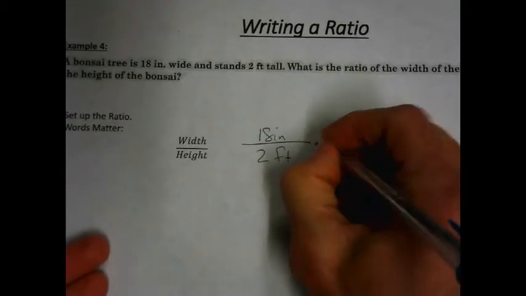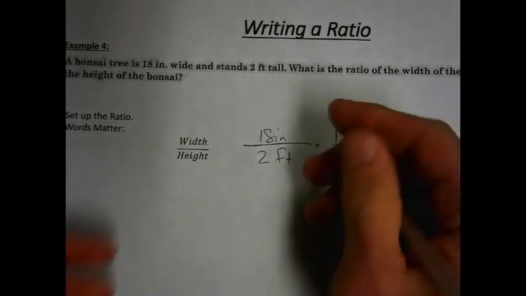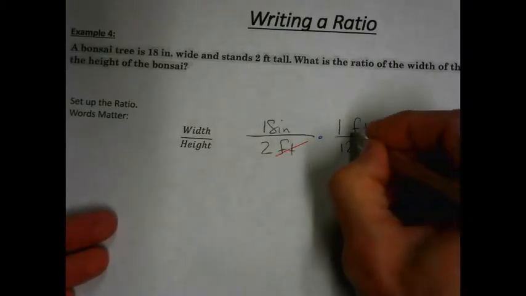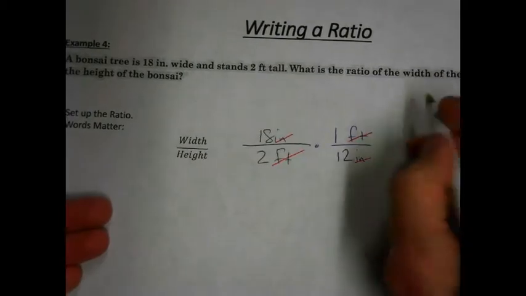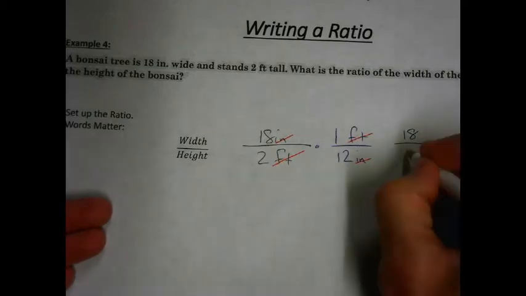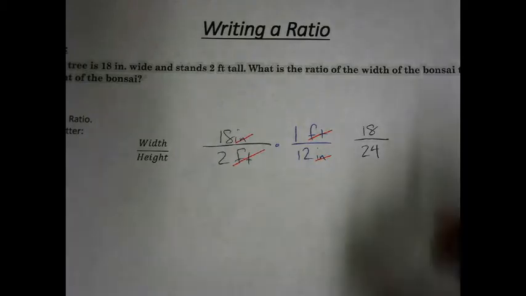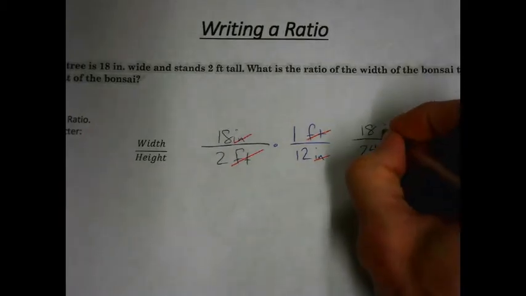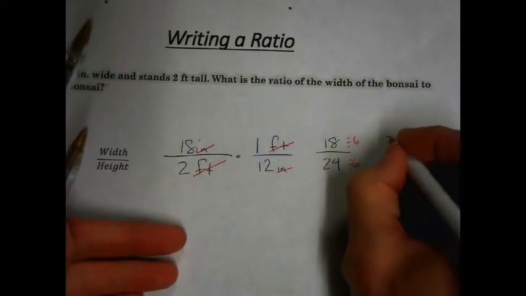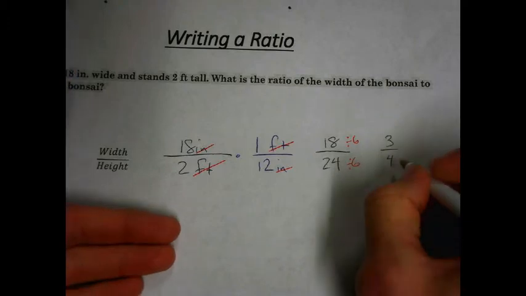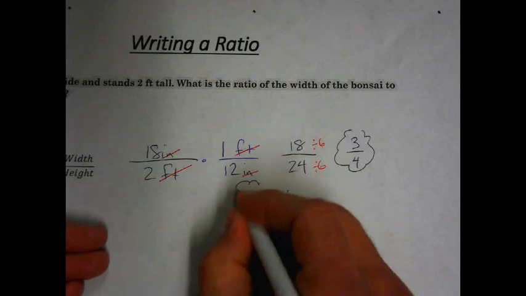We know that 1 foot is 12 inches. And then we can cancel our units. Okay, feet canceling with feet, inches canceling with inches. So we will be left with 18 in the numerator, and then 2 times 12, 24 in the denominator, and both of those values are divisible by, you guessed it, 6. 18 divided by 6 is 3. 24 divided by 6 is 4. So the ratio is, of course, 3 to 4. And that is how we write ratios.